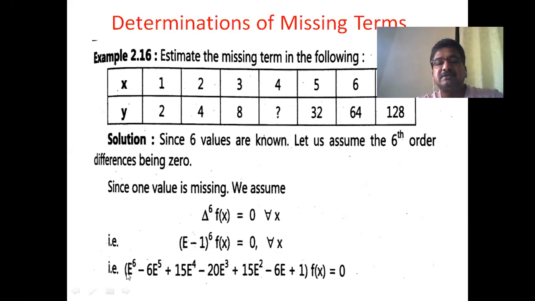So what is the first term? E^6, minus the next term, 6C1 E^5, and 6C1 is 6. Then 6C2 is 15 E^4, so the power of E decreases by 1. Similarly, then 6C4, 6C5, 6C6, and 6C6 is 1. So this is the expansion of (E minus 1)^6 using the binomial theorem, operating on f(x) equal to 0. So multiply by f(x) in brackets.